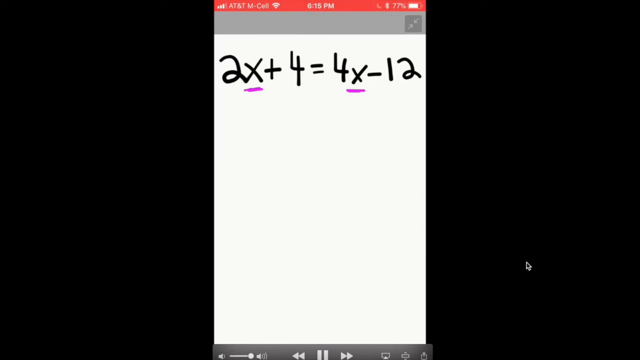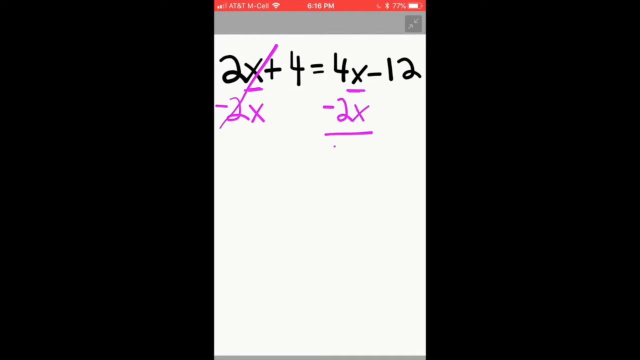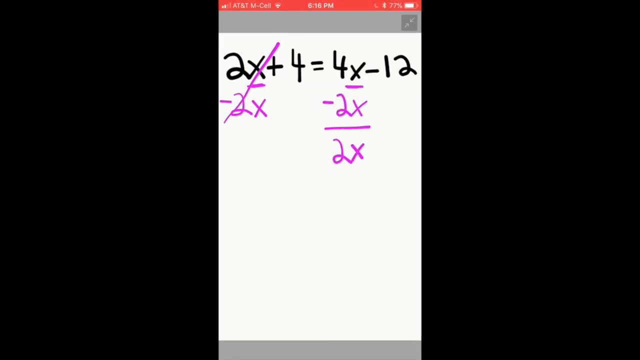Now we're going to take a look at what happens when we have an x on both sides. Well, we have to get all the variables on one side, so we subtract 2x from the first side to cancel it out on one side, and then we subtract 2x from the other side, leaving us with 4 equals 2x minus 12.